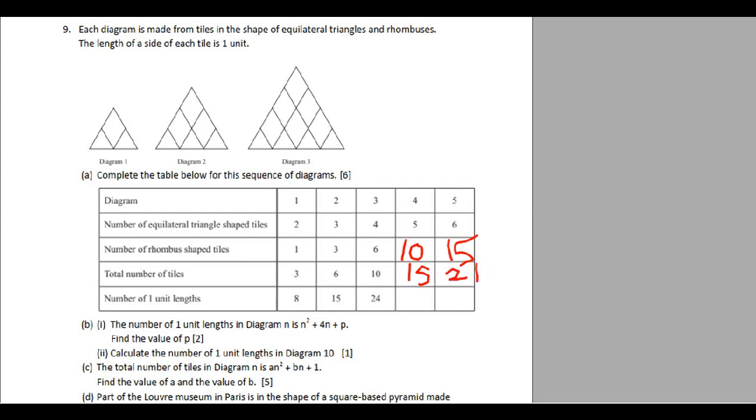Next we have 8, we add 7 to it to get 15, then we add 9, then we add 11, and then we add 13. So when we add 11 we get 35, and next we add 13 we get 48.